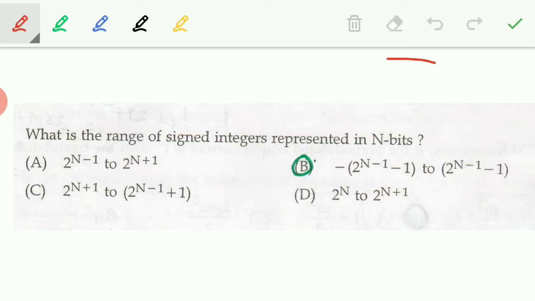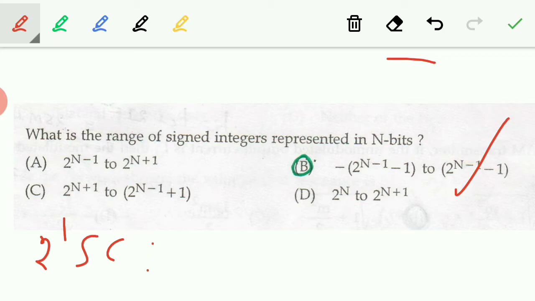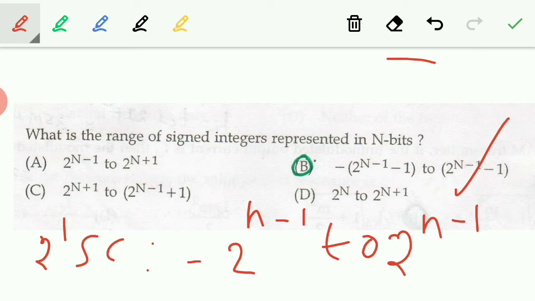If it is a signed integer, the range that can be represented is given by minus 2 power n minus 1 minus 1 to 2 power n minus 1 minus 1. So option B is the right answer. Similarly, if they ask for 2's complement, the answer is minus 2 power n minus 1 to 2 power n minus 1 minus 1. So please remember this range.